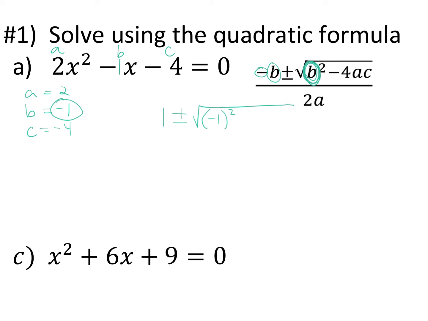So parentheses squared. All right, then it's -4 times my A value of 2 times my C value of -4, all over 2 times what? 2.